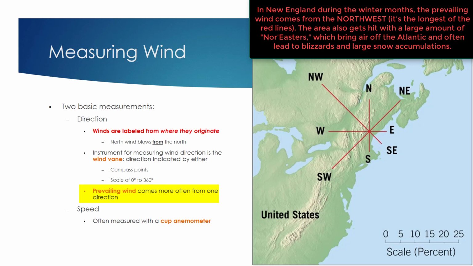Sometimes it can come from the south, it can come from the north, it can come from the northwest, the southwest, the east, whatever, you get the point. But put simply, prevailing winds will be the winds that come from one direction more frequently than other directions.